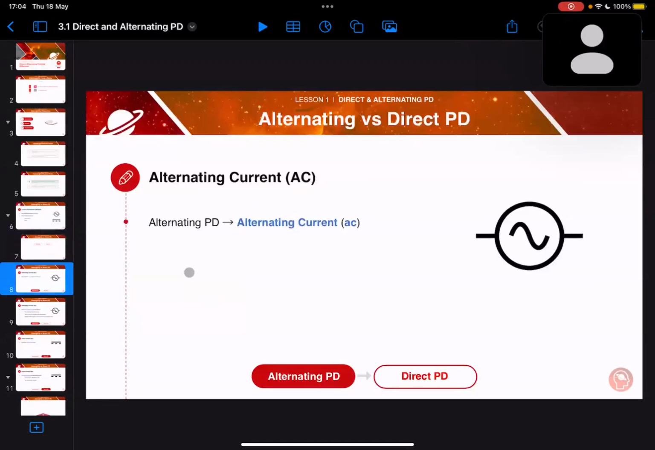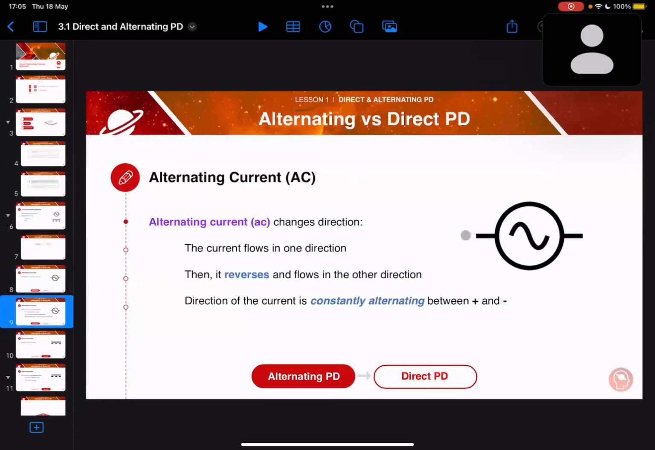So what actually is alternating current or alternating potential difference? Because the potential difference leads to a current, if your potential difference is alternating, your current will also essentially be alternating. So alternating potential difference directly leads to an alternating current, which is this image here. And alternating, it's quite self-explanatory. All that means is that current changes direction. So the current flows in one direction, and then it goes back on itself and flows in the other direction. And that direction of the current is constantly alternating between the positive and negative. That's why it's called alternating current. So it goes one way, then it goes the other way, and then it goes back that way. So it goes from left to right, right to left, and so on.